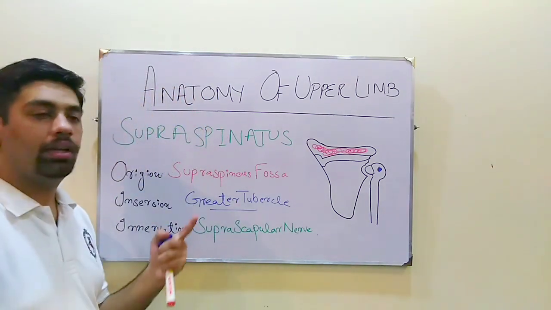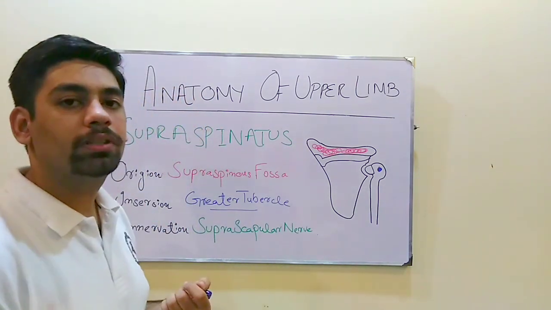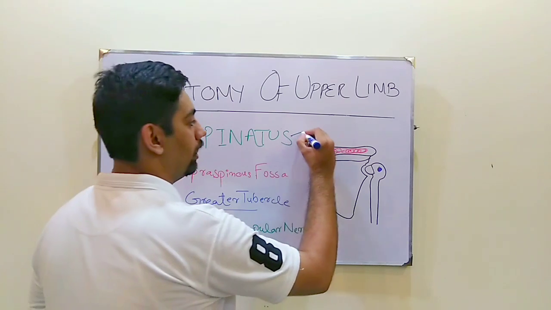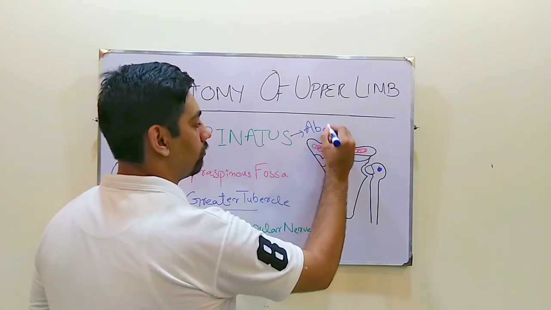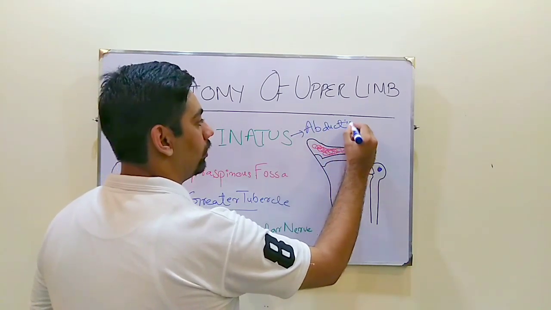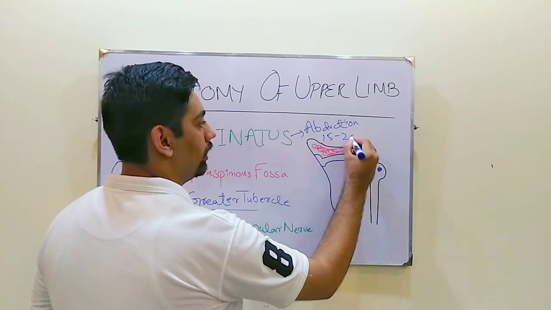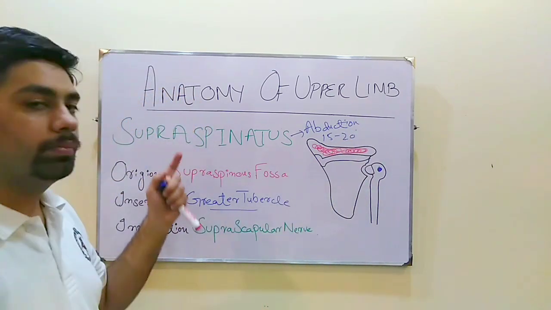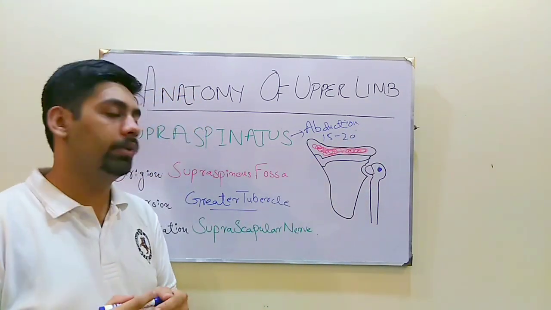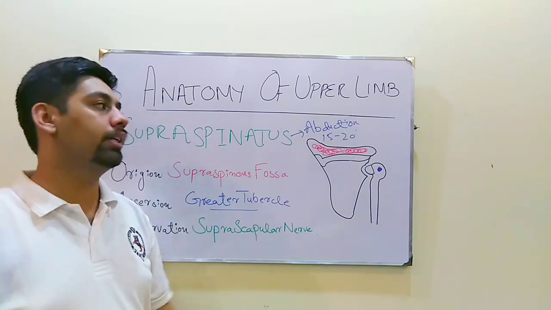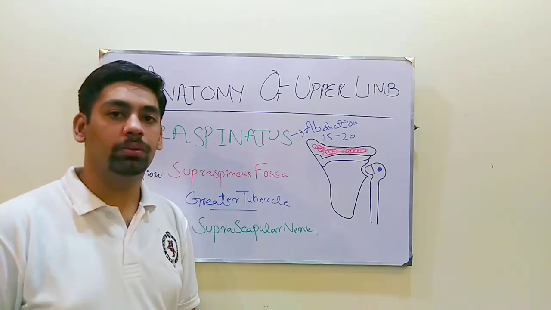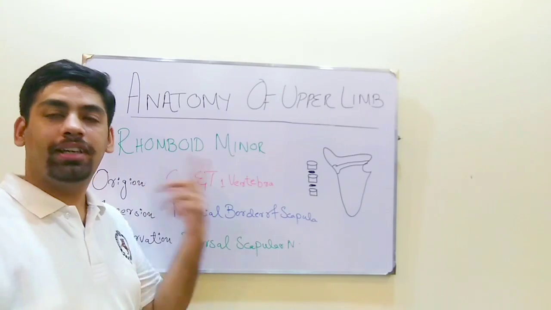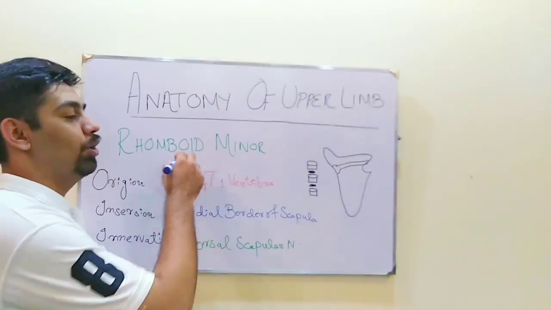Talking about the action of supraspinatus, the supraspinatus causes the abduction of the arm during the first 15 to 20 degrees. The main action of supraspinatus is the initiation of abduction during the first 15 to 20 degrees, then the deltoid takes over. Okay, now the next muscle I will be talking about is the rhomboid minor.